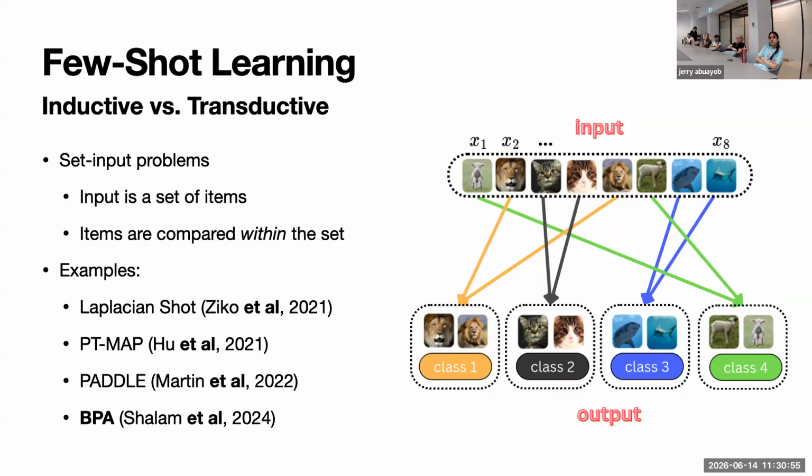What I just described is called the transductive few-shot setting. Some examples are Laplacian shot, PTMap, which is a very powerful algorithm, PADDLE, and the BPA transform, which I will dive deeper into in this presentation. We researched it a bit, and we did enhance it.